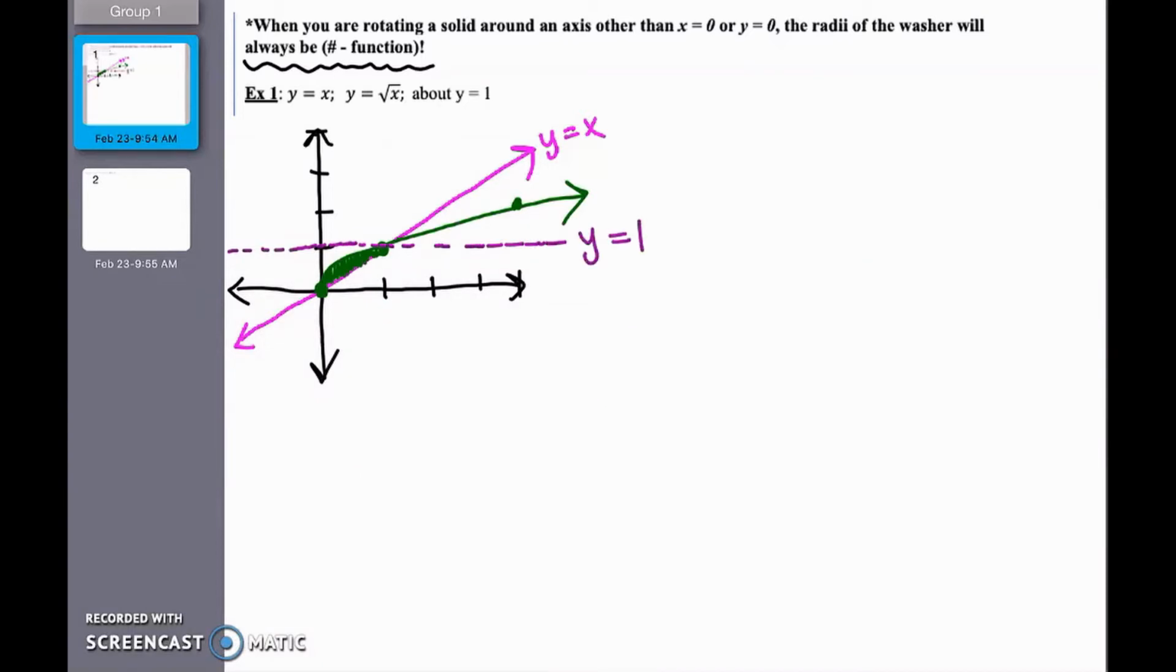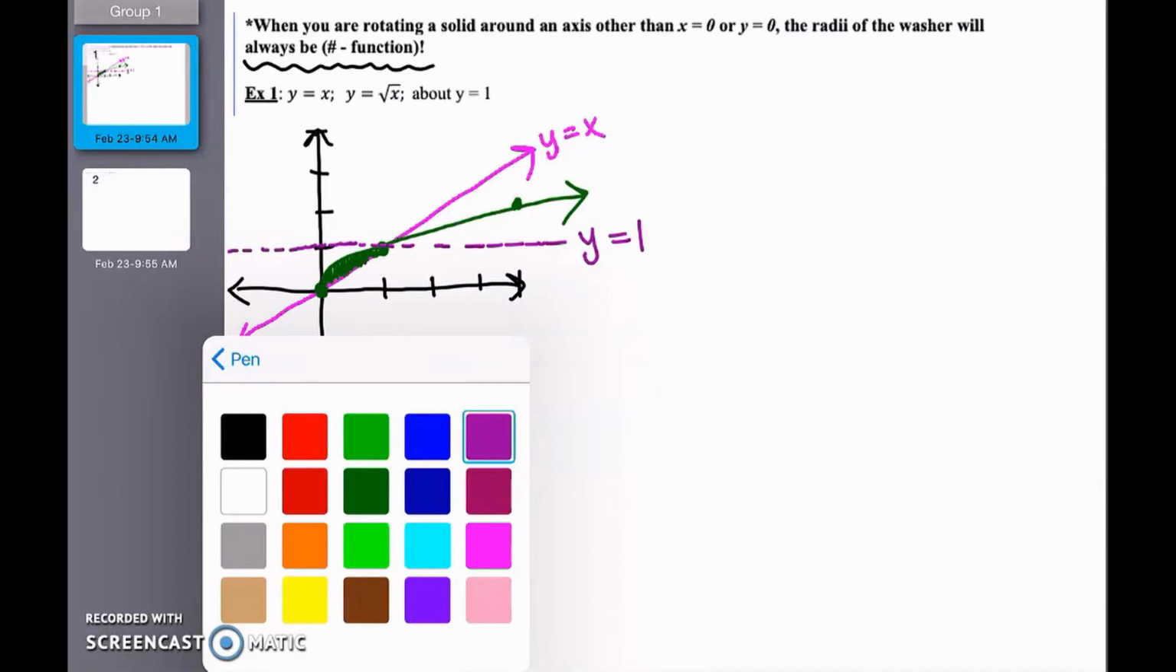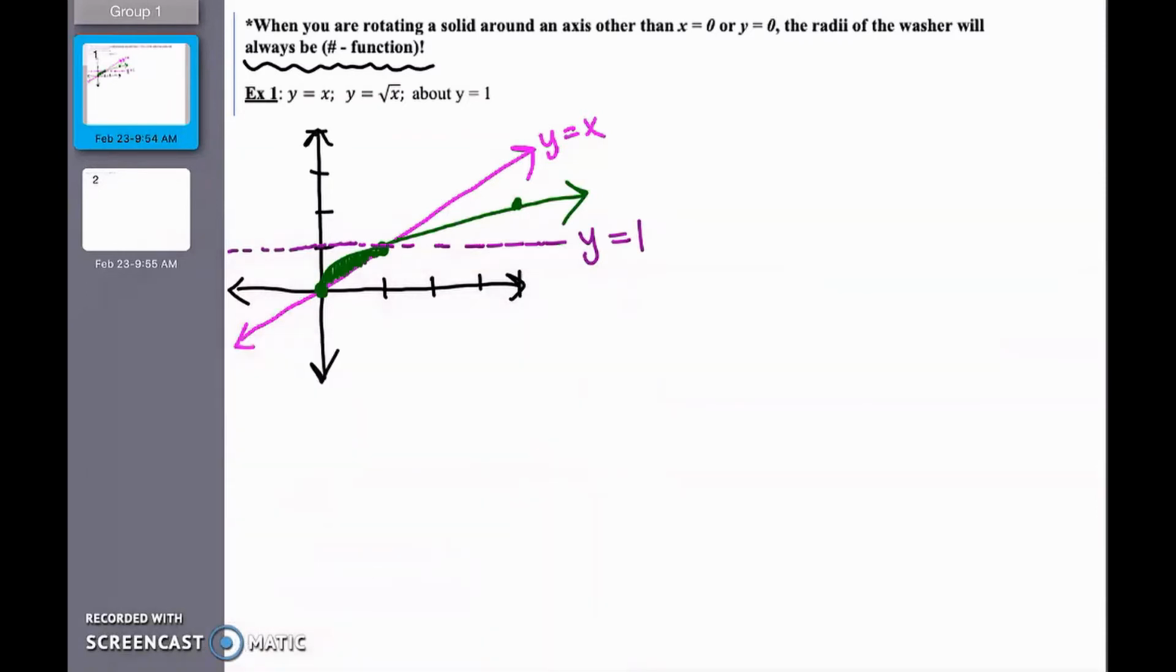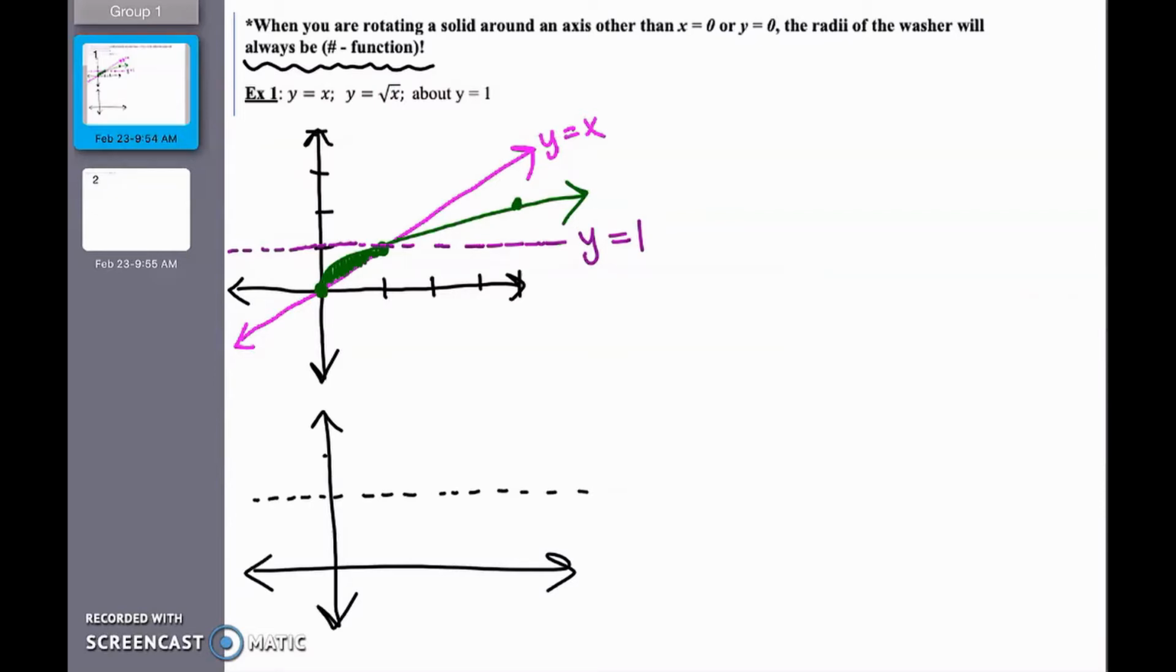Okay. So thinking about what this is going to look like, now I'm going to sketch a second picture of what my solid looks like when I rotate this. I don't know, it kind of looks like a leaf, doesn't it? When I rotate this leaf around y equals 1, what does this look like? So here's my line y equals 1. And I've got this sort of leaf shape, right, which I am rotating around.